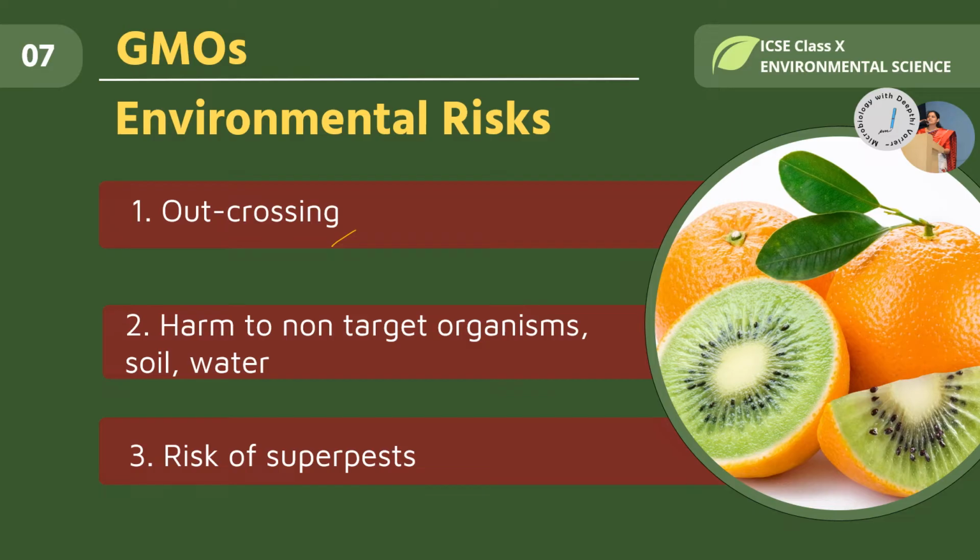That's a big problem. The second thing is it can cause harm to a non-target organism, or it can cause harm in the soil. It can cause harm to the water. One very good example of this is the monarch butterfly, whose habitat was destroyed because of the GM corn in North America.